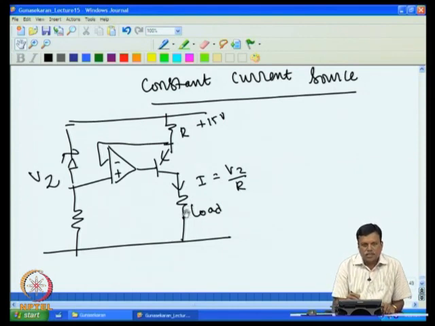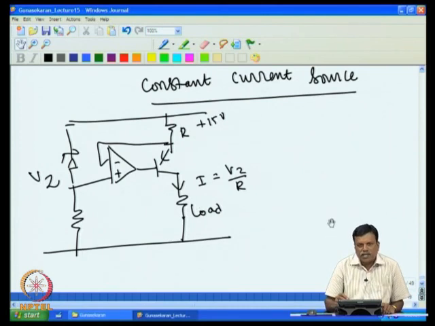Now this is one type of current source. There are very many different types, and each one will behave differently for different noise frequencies actually. Now to understand this phenomenon, we should carefully look at the actual design of this circuit.